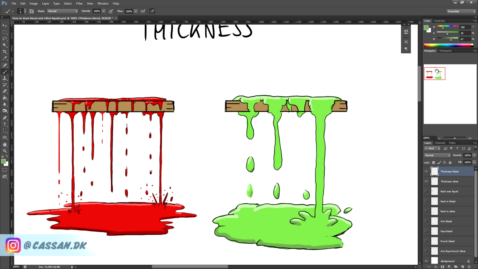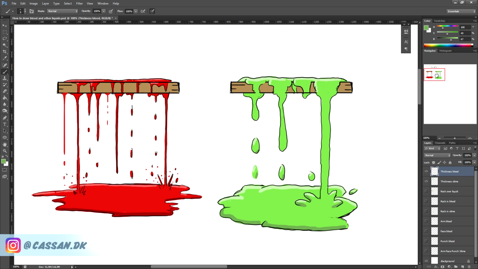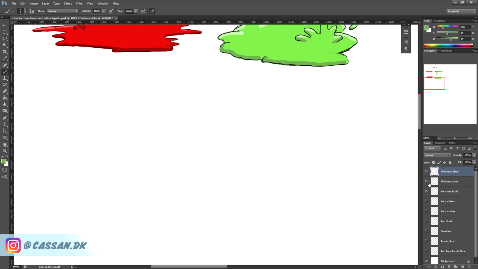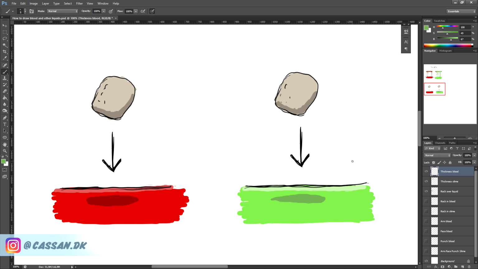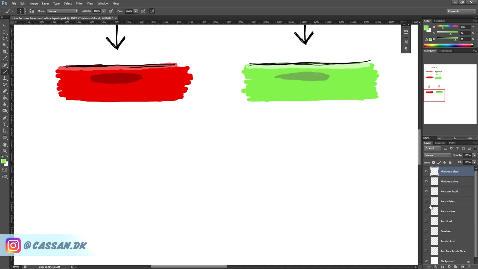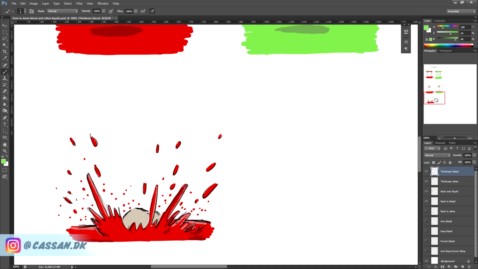And I have another example here to show you exactly what I mean by smaller splashes. Let's play a bit. Consider these two rocks. One is about to fall into a pool of blood, and the other is about to fall into a pool of thick slime. So according to what we just talked about, let's see what's gonna happen.